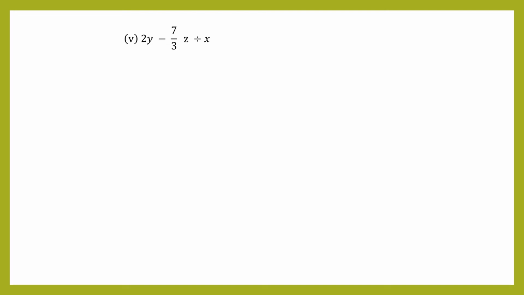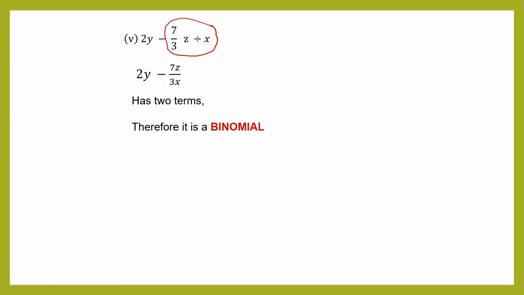Question 5. We have one term, 2y minus 7 by 3z divided by x. That means if I have a division sign or a multiplication sign, I can combine it to make one term. So 2y minus the second part. So this is how I get it. Therefore, there are only two terms and it is a binomial. So you don't have three terms there. There are only two terms and it is a binomial.